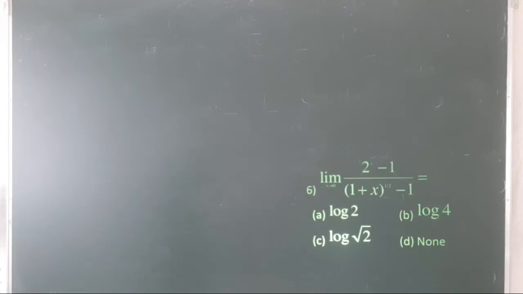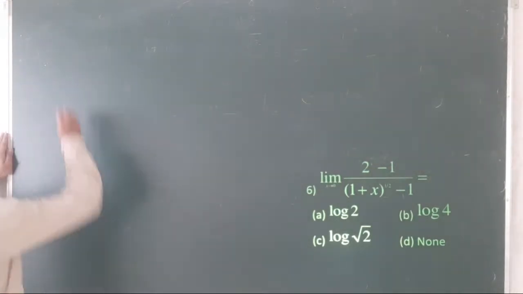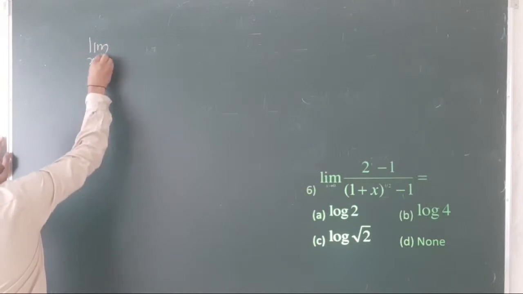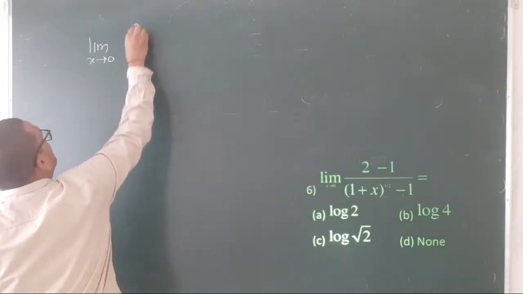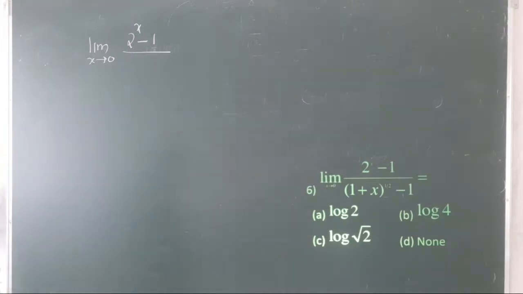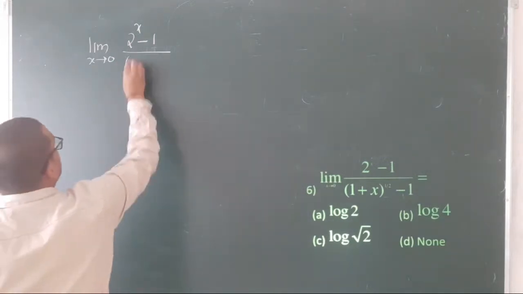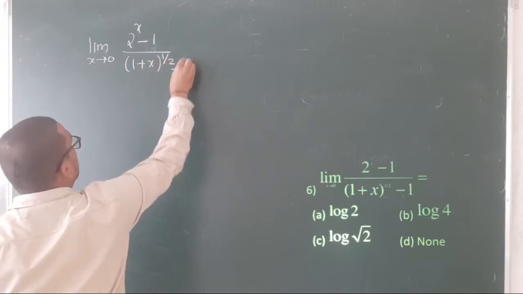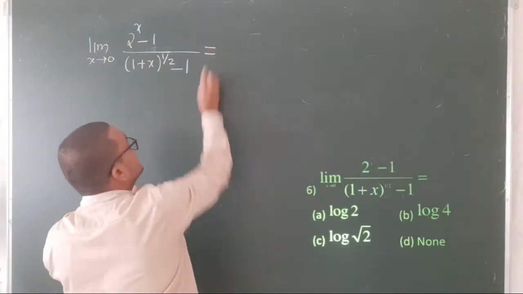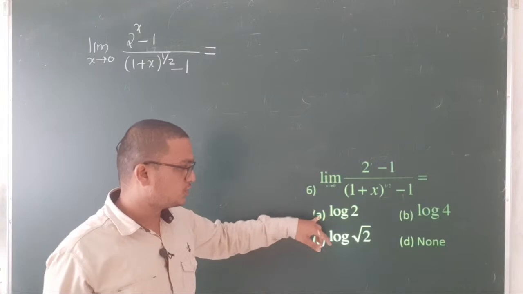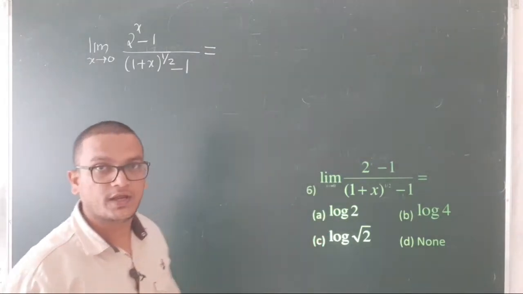Okay, next question number 6. What is this function? Limit x tends to 0, 2 to the power x minus 1 divided by 1 plus x to the power half minus 1 is equals to what? Options are log 2, log 4, log root 2 and none of the above.